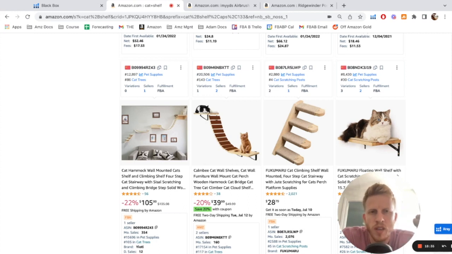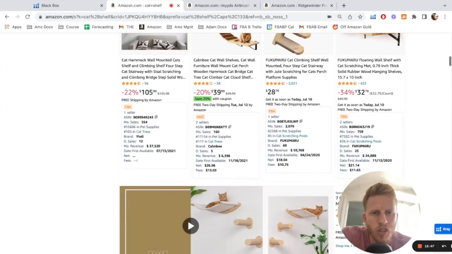I want to know that it's quality. I want it to look nice, probably, because it's going to go in my home and I care about how stuff looks. I want it to function really well because I don't want the cats to jump on there and then it injures the cat or something like that. So you've got to be thinking all the time.